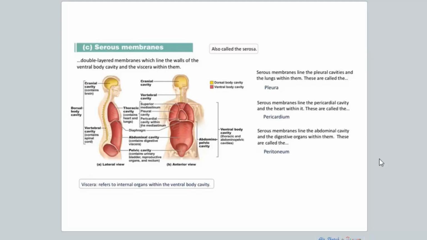All right, and then lastly we get to the serous membranes. The serous membranes, also called the serosa, is another term you'll hear for it. The serous membranes are unique in the fact that they're double-layered membranes. Also, the serous membranes are going to line the walls of the body cavity. Specifically, they're going to line the walls of the ventral body cavity.